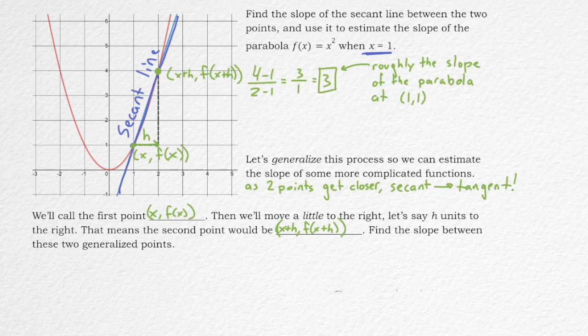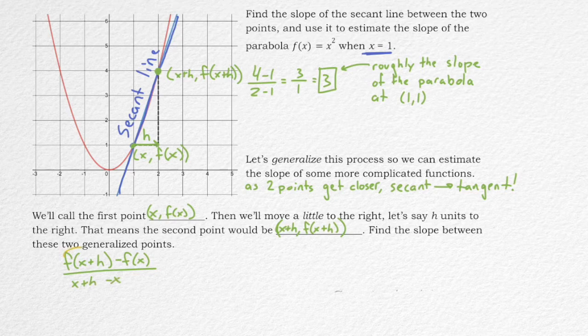Well, up here when we found the slope, we did y2 minus y1. That would mean f of x plus h minus f of x, because here's the second y value minus the first y value. So I wrote f of x plus h minus f of x. That's the numerator, and then we have to divide by x2 minus x1. Well, that means this x value minus this x value. So x plus h minus x.